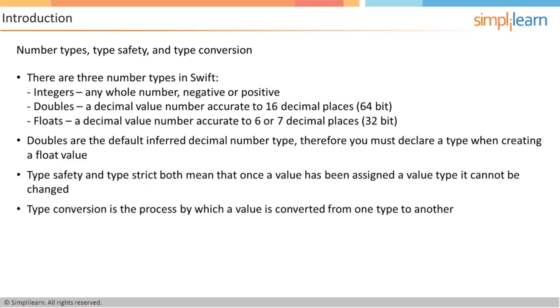Keep in mind that doubles are the default inferred decimal number type. Therefore, you must declare a type when creating a float value. Type safety and type strict both mean that once a value has been assigned a type, it cannot be changed. Type conversion is the process by which a value is converted from one type to another, and we'll look at all these concepts in a little more detail in the playground here.